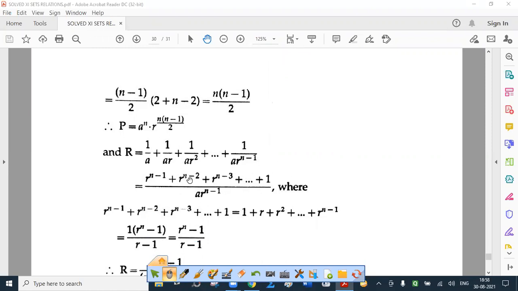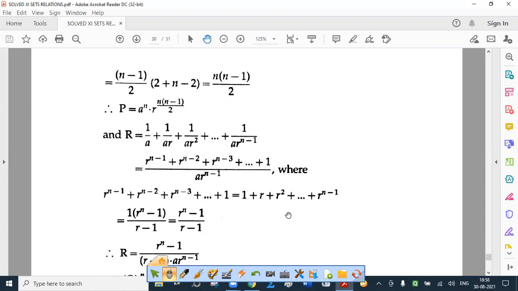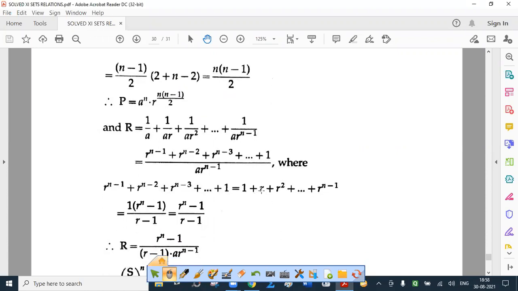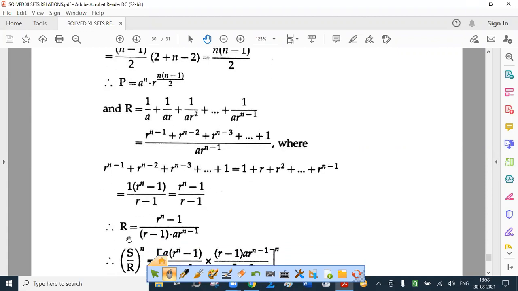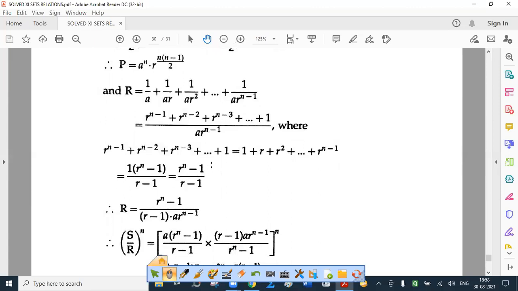What is the LCM of this? I'll explain, don't worry. What is the LCM of this? A r raised to n minus 1. So what is the numerator? The common denominator is to be divided by the denominator of the first. So r raised to n minus 1, then r raised to n minus 2, up to what? Up to 1. Note that, see the cursor. These terms are in geometric progression with first term 1 and common ratio r. Right? So what is the sum? r raised to n minus 1 upon r minus 1, because the formula is A into r raised to n minus 1 upon r minus 1. So what is capital R then? Sum of the reciprocals: r raised to n minus 1 upon r minus 1, this as it is.